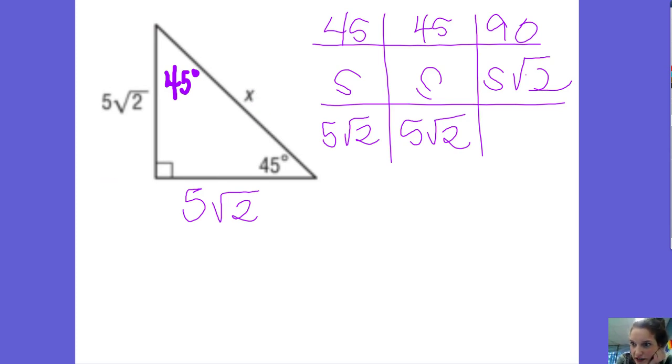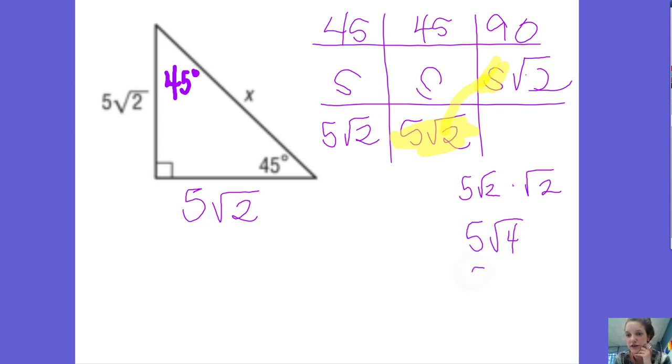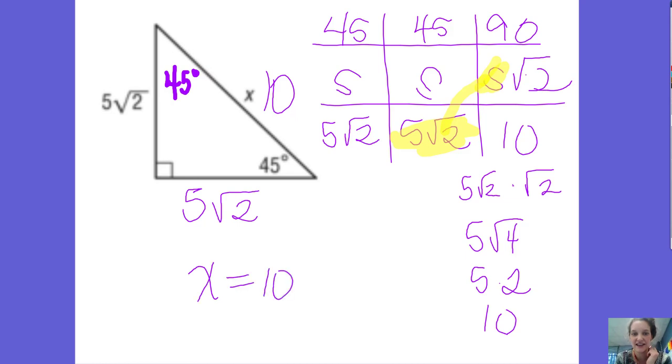So I am taking 5 root 2, and I am substituting that whole thing in for S. So it's going to be 5 root 2 root 2. So 5 root 2 times root 2, because I'm taking this S and I'm multiplying it by root 2. So for a 45, 45, 90 triangle, I take the short side and I multiply it by root 2. So 5 root 2 times root 2 is 5 root 4, and then the square root of 4 is 2, and 5 times 2 is 10. So X is the hypotenuse, X is 10.